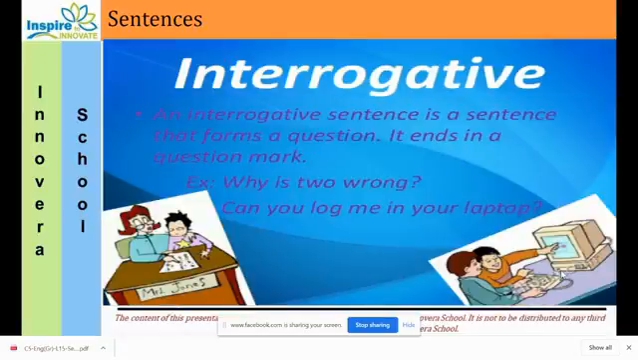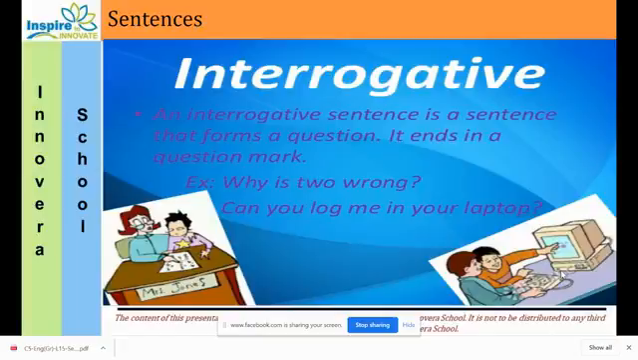The next is interrogative. Whenever we need to ask for information, whether it might be information in yes or no, or in detail, we use an interrogative sentence. Now how to identify? An interrogative sentence begins with a capital letter, but it ends with a question mark. The question might be in yes or no, or the question might ask for detailed information.